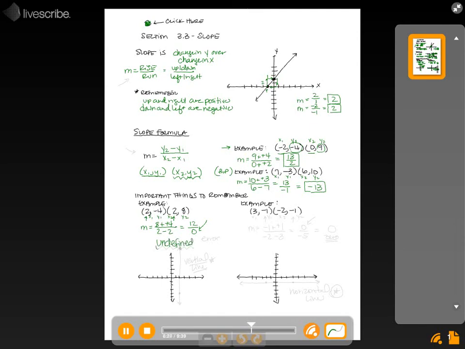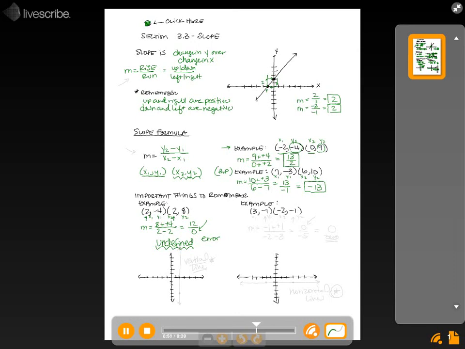You could try to put that in a calculator, and it will tell you error in your calculator. You cannot divide by 0. And that's one of the rules of the foundations of math, that you can't divide by 0. That's the reason this is undefined. It's impossible to put that in a calculator. It's impossible to get an answer for 12 divided by 0, 12 over 0. So it's got an undefined slope.